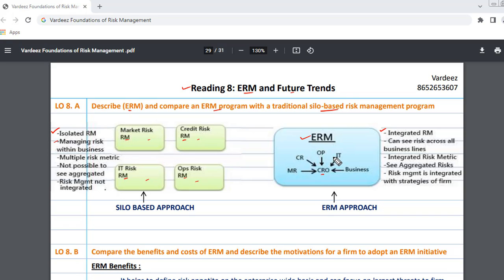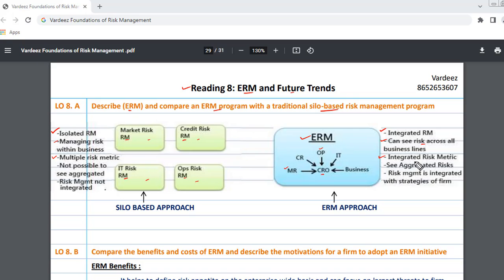But over here they can see risk across all business lines, and this is very good because you can actually consider the diversification of risk as well. If this is facing more risk and perhaps the market risk is also facing that risk, there is a diversification benefit in risk as well. So this is very good when it comes to ERM. Talking about multiple risk metrics, yes, probably one may be using VAR, the credit risk may be using some other credit risk models, so there is no integration in risk metrics as well.